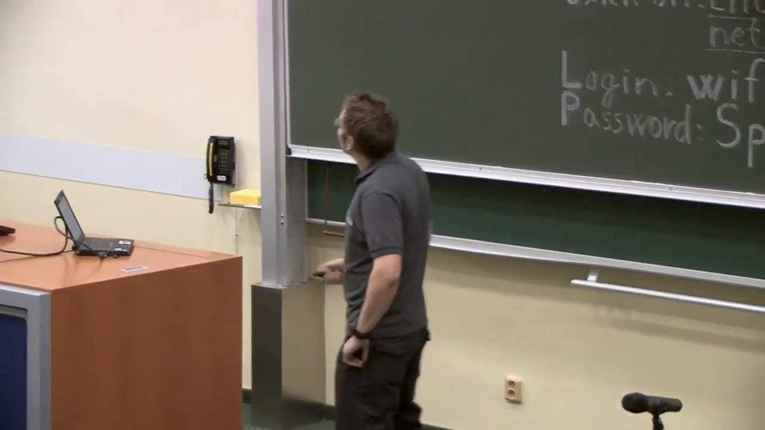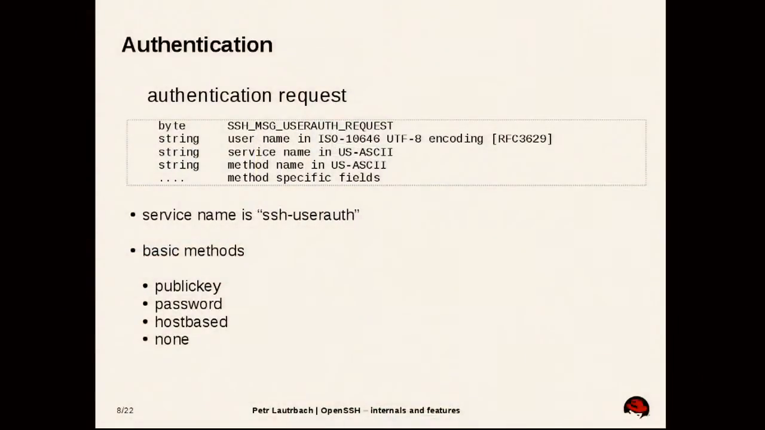Here you can see a typical authentication request where there is a byte which says that this request is an SSH_MSG_USERAUTH_REQUEST. Then there's a username, a service name, which in an authentication request is always ssh-userauth, and the method name which the client wants to use.